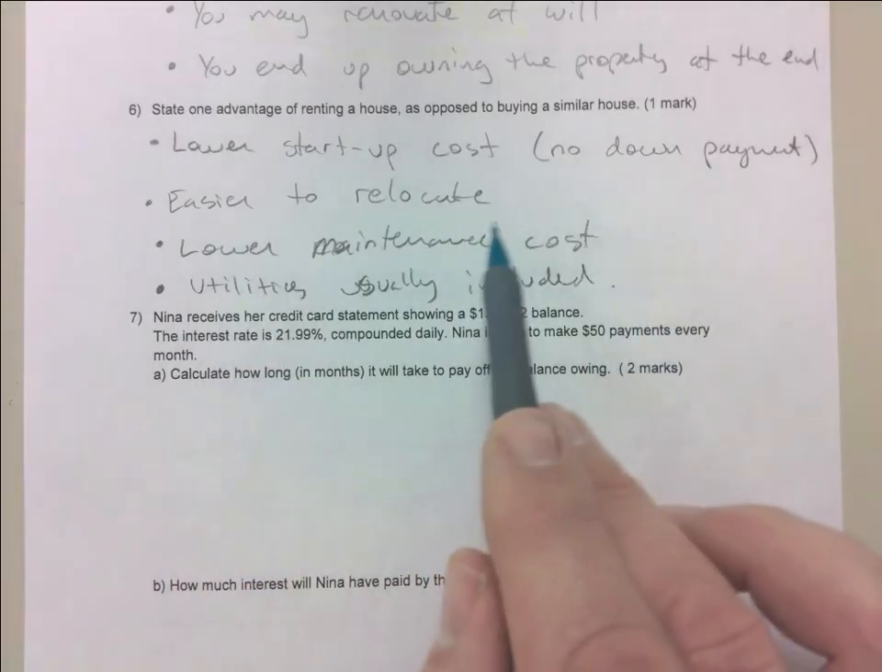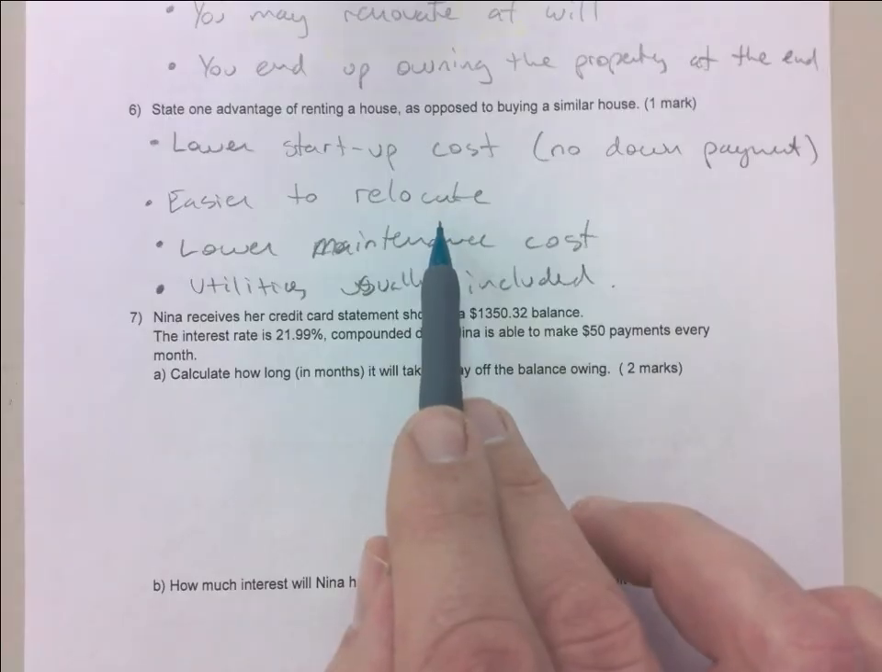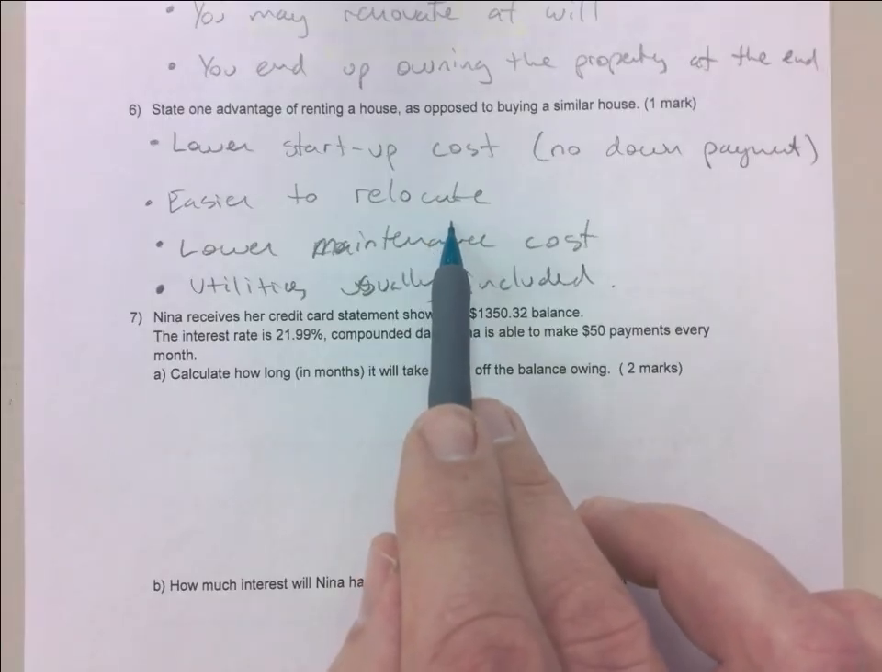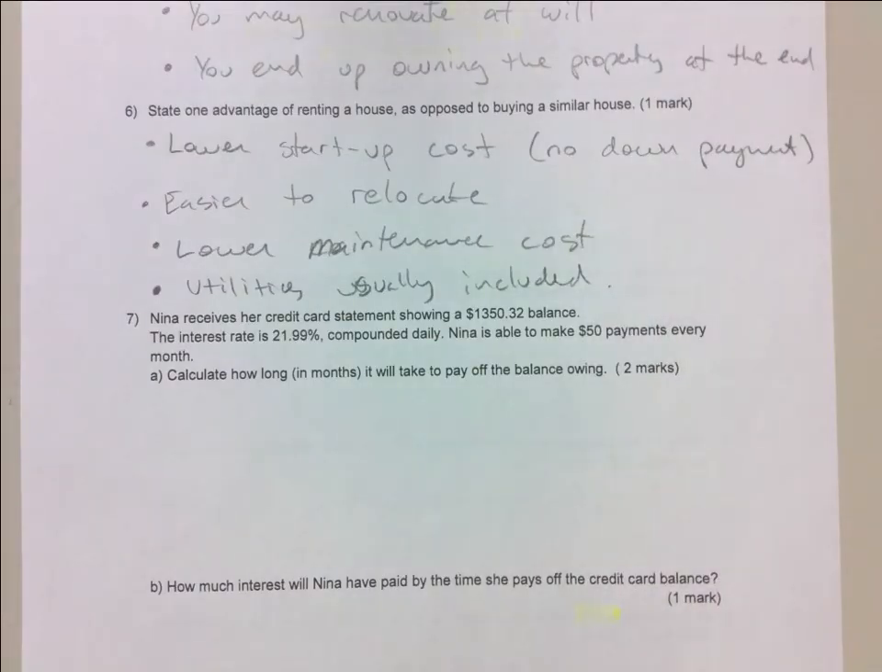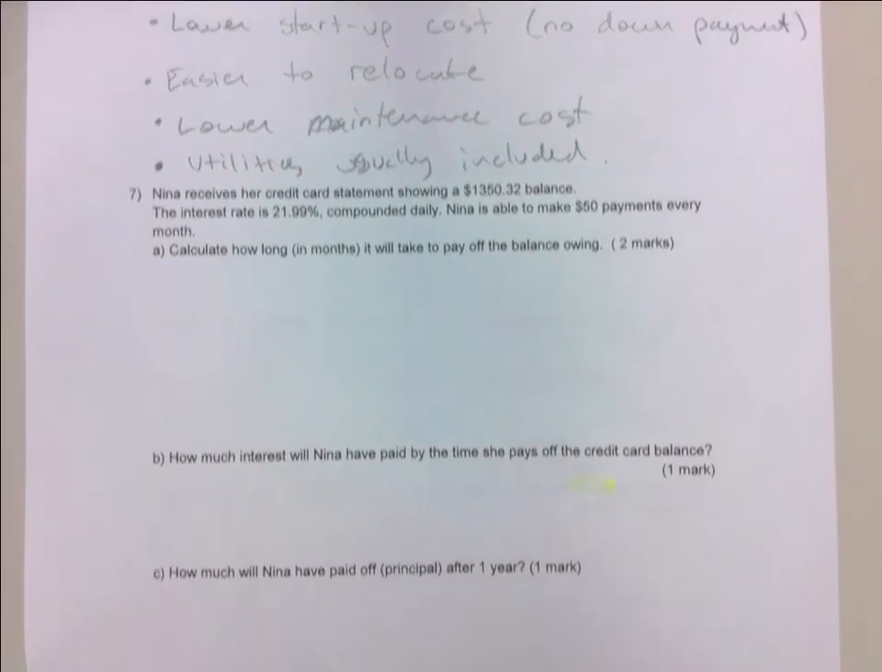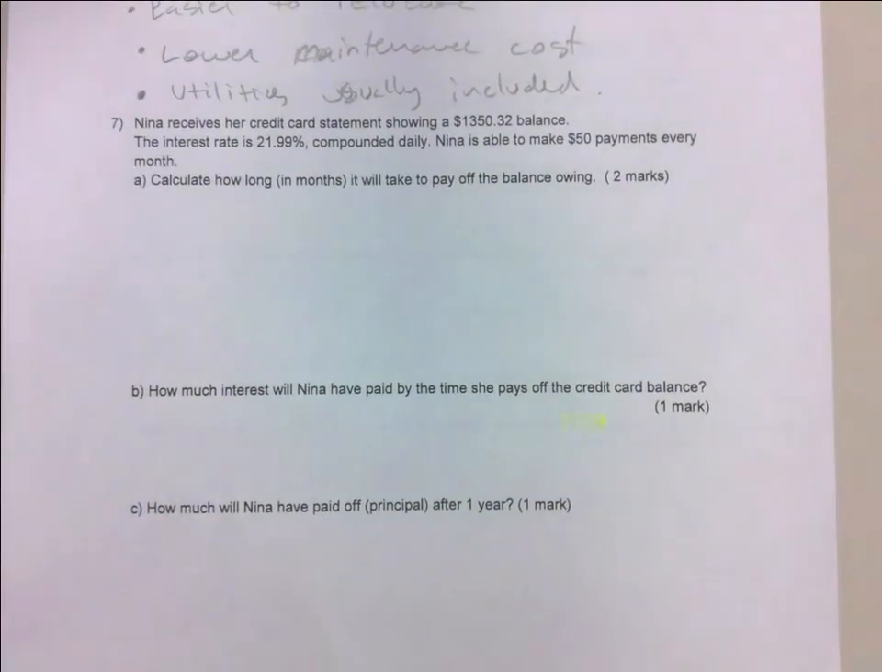Okay, easier to relocate. Why is it easier to relocate when you're renting? Because you don't need to sell your house and get lawyers involved or anything like that. You just tell your landlord, and yes, you need to sign some papers, but it's easier to relocate, to move. Okay, 7. 1 mark for each, by the way, of those.